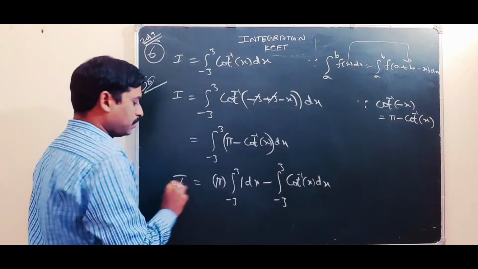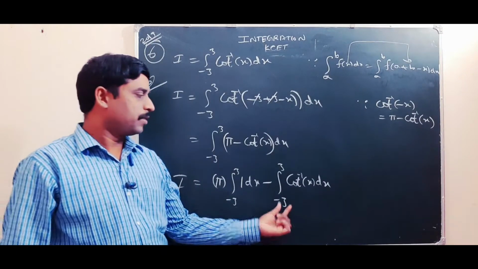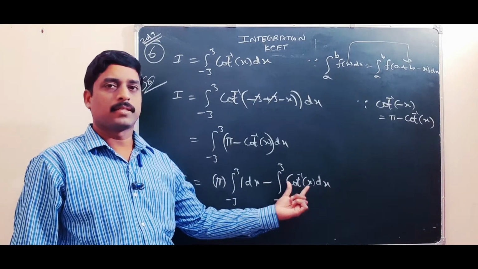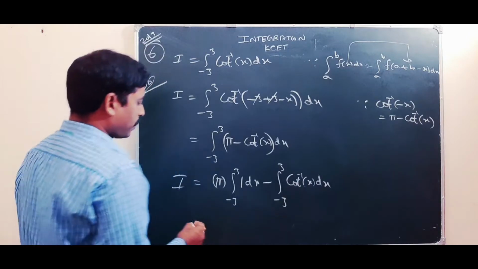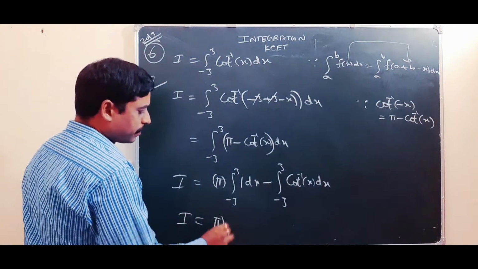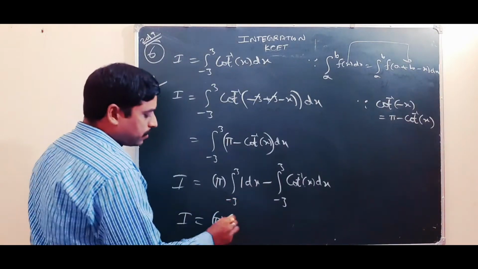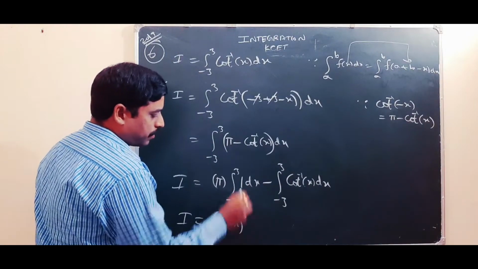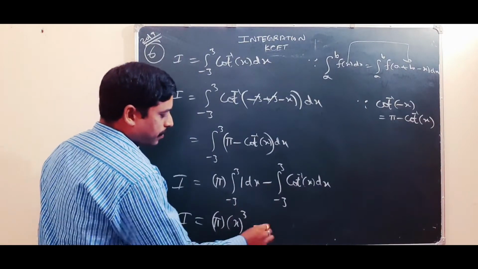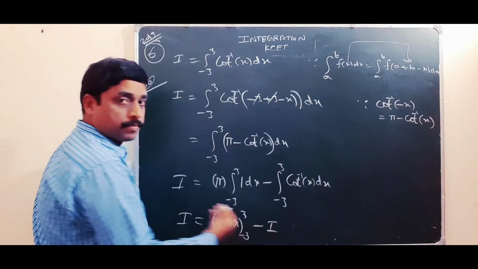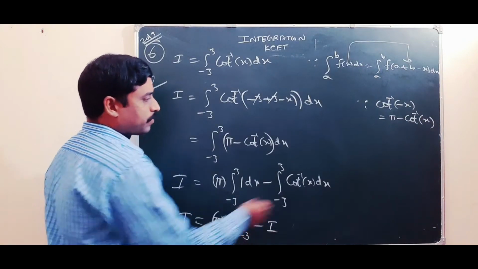What is this? This is equal to I. So the integral from minus 3 to plus 3 of cot inverse x dx. This is a statement. Okay. I is equal to pi into the integral of 1 dx, limits 3 to minus 3. This is I. Bring the minus I to the left side.